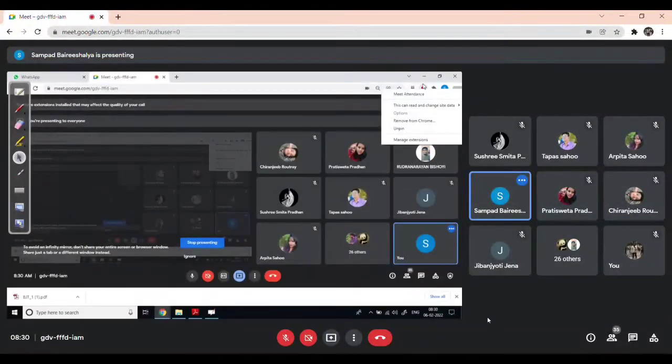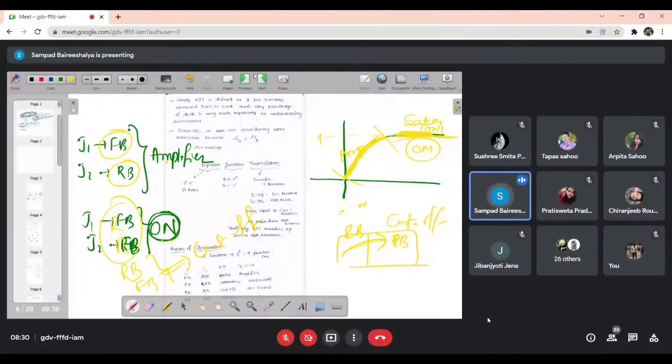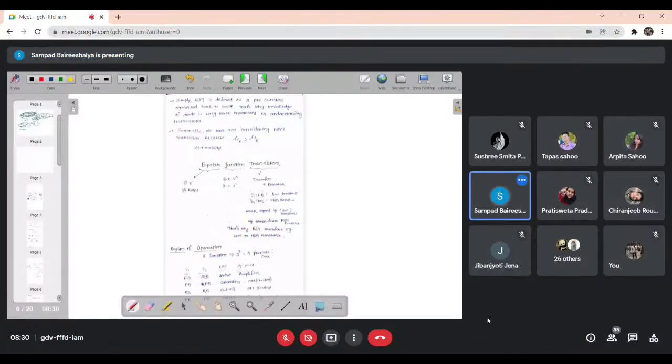So just remember the region of operation. That means when of the two junctions, one is forward bias and another is reverse bias, that is called the active region of operation. Remember that is called the active region of operation. And in the active region of operation, your transistor will be an amplifier. Okay, and in the cutoff region, it will be an off switch. And if both are forward bias, that is called the saturation region, which behaves like an on switch.